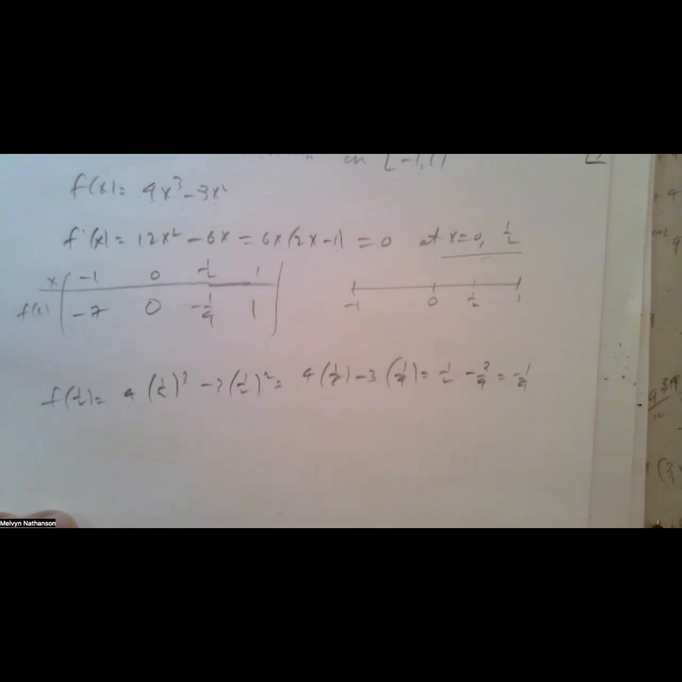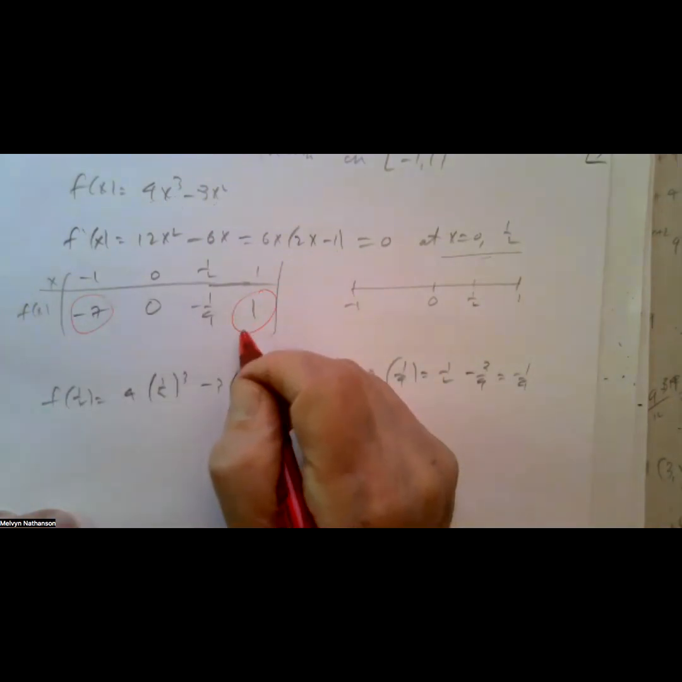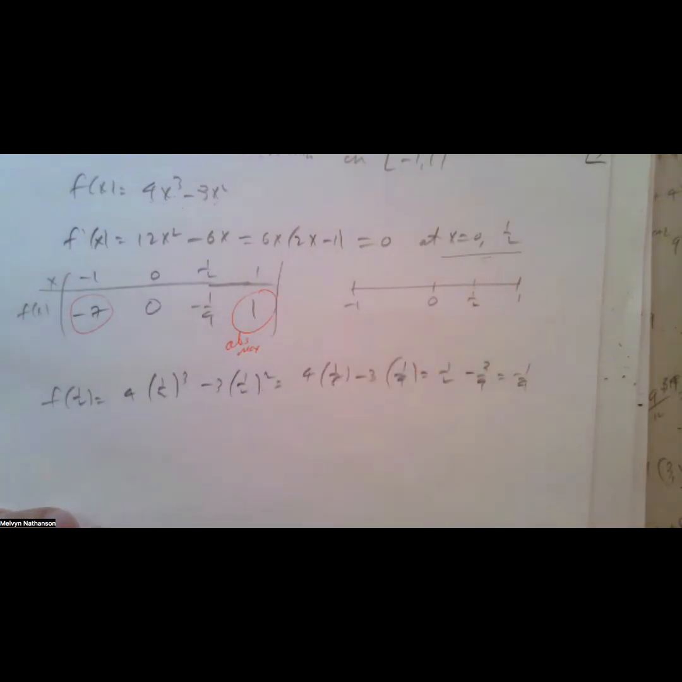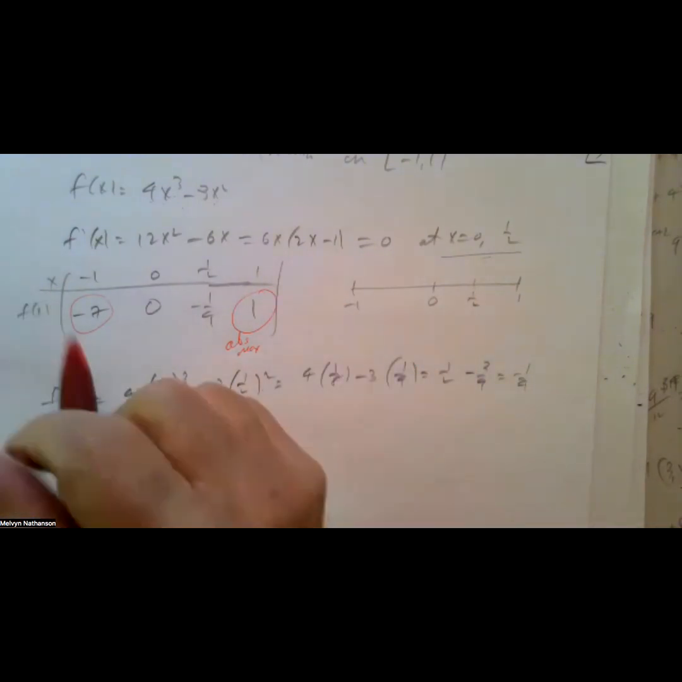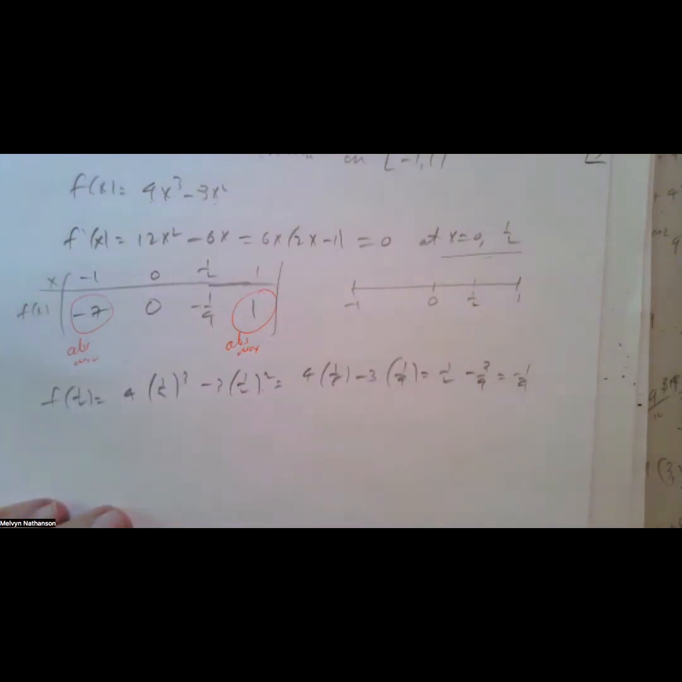So if I look at these values, the largest is 1. The smallest is -7. So the absolute max occurs at the endpoint of this interval. It's 1. And the absolute min occurs at the other endpoint of the interval, -1. And the absolute minimum is -7. That's the answer.